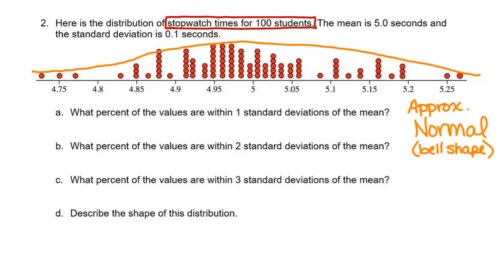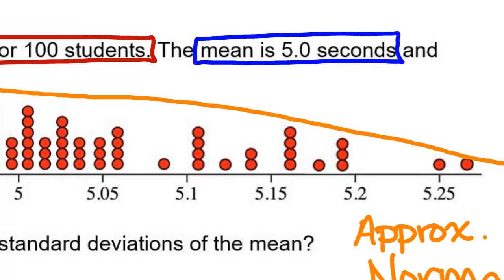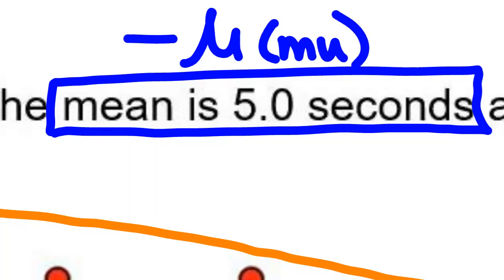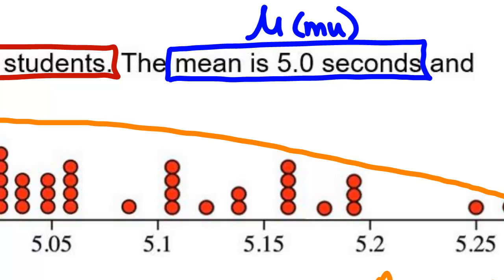What is the mean of this? Five seconds is our mean. When I know the exact mean from a whole group, we call that mu. This is the symbol for mu. It looks like a fancy M, but the second stick doesn't go all the way down. We use that to represent the mean for a population.